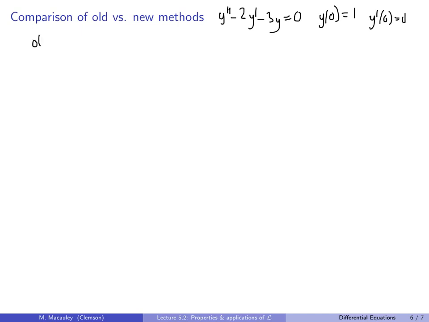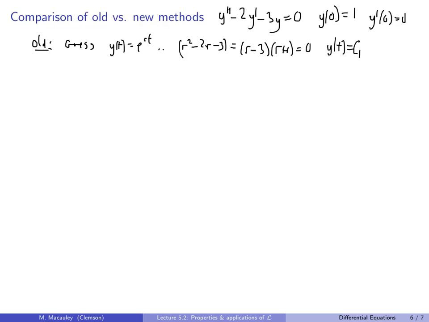And so the old method, this is from section 2 or section 3, I guess, is you guess that y of t is e to the rt. You plug this back in and you get r squared minus 2r minus 3 equals 0. Well, that's r minus 3 times r plus 1 equals 0. So you get right away that y of t equals c1 e to the 3t plus c2 e to the negative t. So there is our general solution.